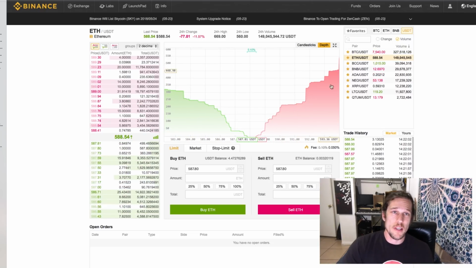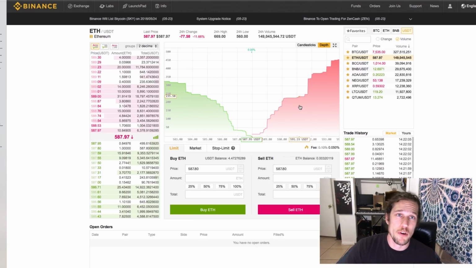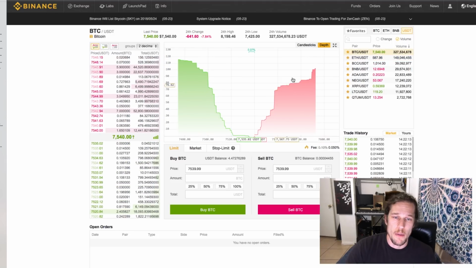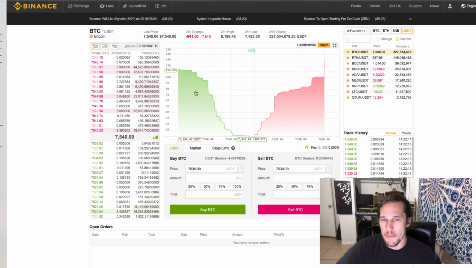So you can use this when you're making big purchases. You can use this when you want to see where this is headed. Like right now, if I click over to the BTC USD, you can see the market's been dropping a bunch and there's a big sell wall and a big buy wall.